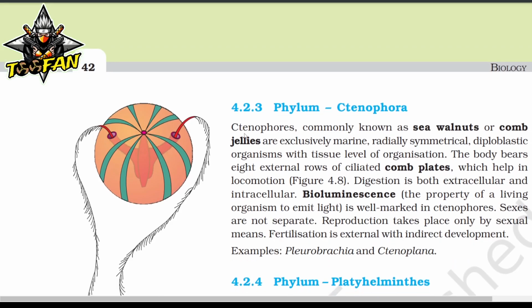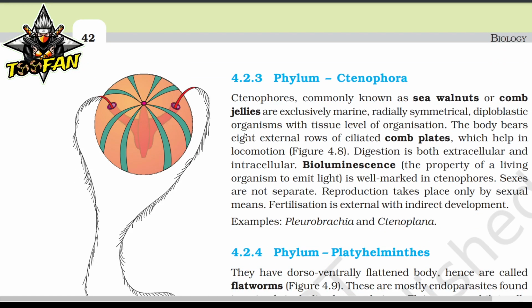Phylum Ctenophora. Ctenophores, commonly known as sea walnuts or comb jellies, are exclusively marine, radially symmetrical, diploblastic organisms with tissue level of organization. The body bears 8 external rows of ciliated comb plates which help in locomotion. Digestion is both extracellular and intracellular. Bioluminescence, the property of a living organism to emit light, is well marked in ctenophores. Sexes are not separate. Reproduction takes place only by sexual means.